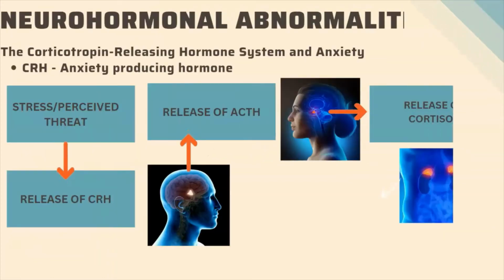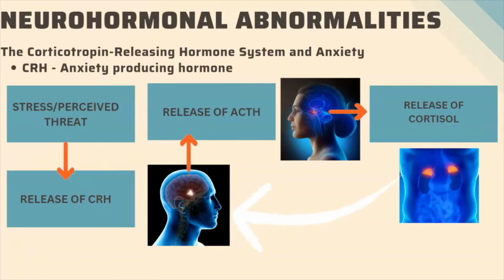Next, we're going to look into neurohormonal abnormalities. When we're looking at neurohormonal abnormalities, we need to be very clear about the HPA axis, that is the hypothalamus pituitary adrenal axis. So what really is happening? When a normal person goes through stress, what happens?